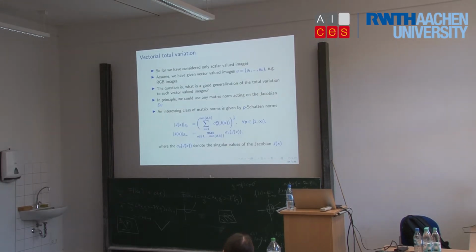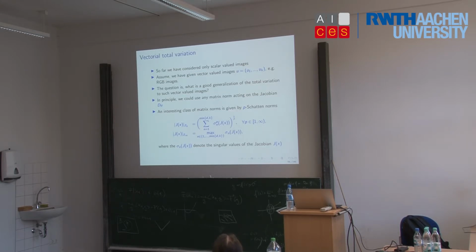So far we haven't talked about color images. All images we have considered so far are just scalar images. It means we have just a scalar intensity value. But when you talk about RGB color images, of course, each pixel has a 3-dimensional vector. There are red, green, and blue color values, or you can have other vectorial images. So the question is therefore, what is a good generalization of the total variation to vector-valued images? In principle, you could use any matrix norm acting on the Jacobian du. Now it's not a gradient, it's a Jacobian, because u is a vector, and you get the derivative of each component of the vector, which is a Jacobian.